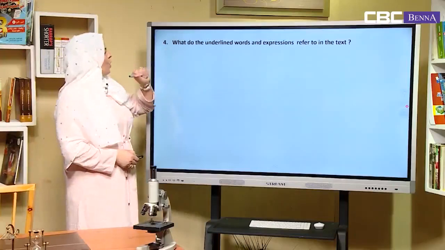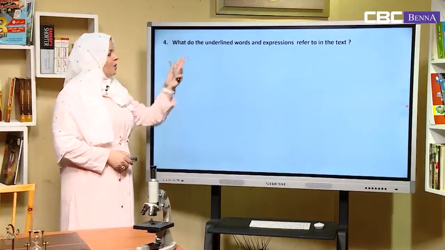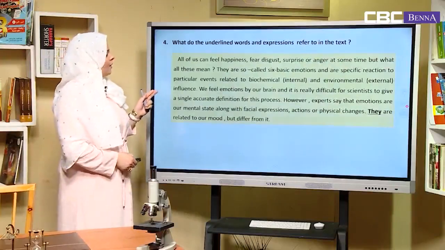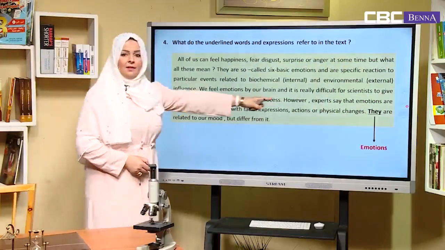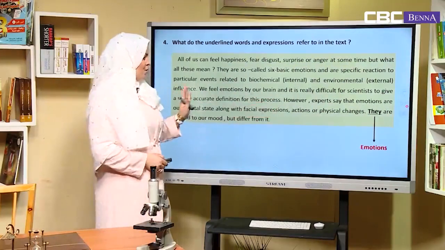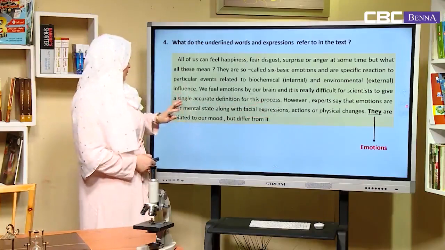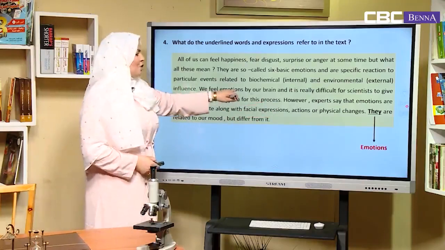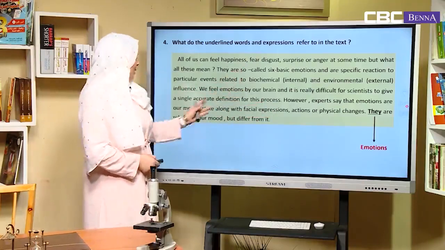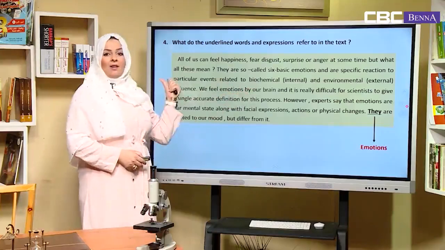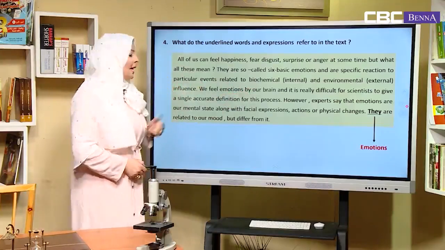Let's start with 4. What do the underlined words refer to in the text? Here, look, you have they. They, it refers to emotions. And here you can start from the dot. We feel emotions by our brain. And when you continue, you say they are. It means emotions. Is it clear?